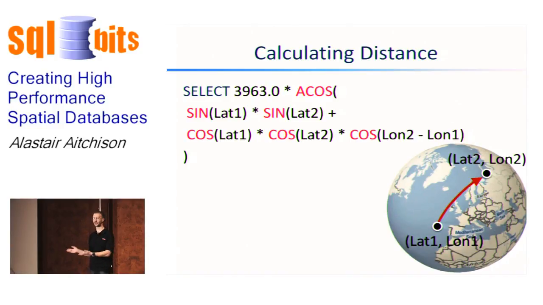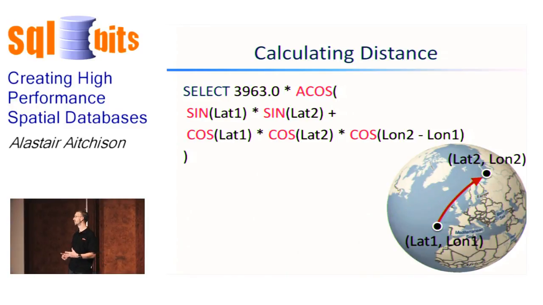Now, again, this has got problems with it because the world is not a perfect sphere. It's an oblate spheroid is the technical word, which basically means it's a sphere that's been squashed a bit. But it's still, you know, a reasonable approximation for many cases, and it doesn't need geometry and geography.